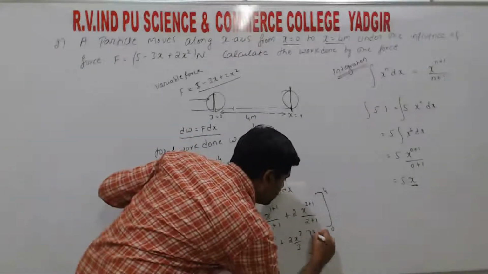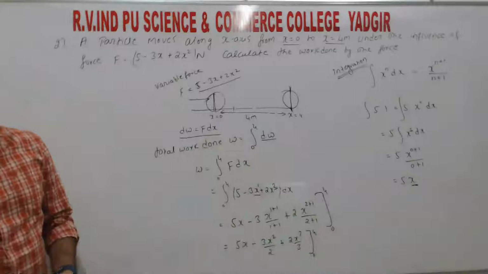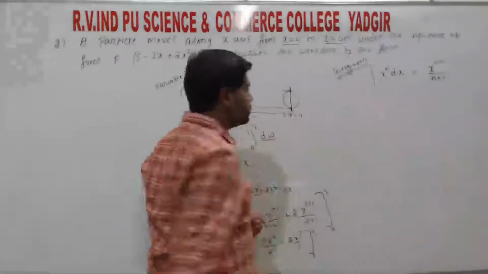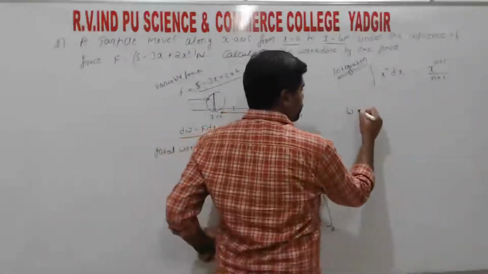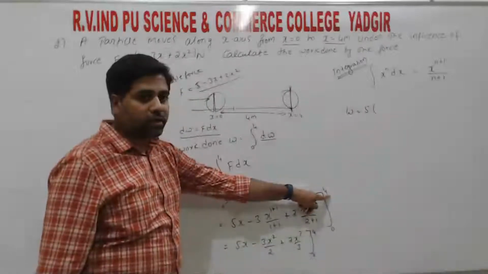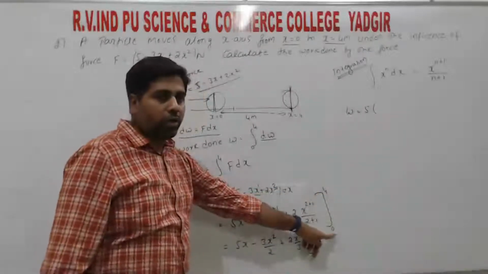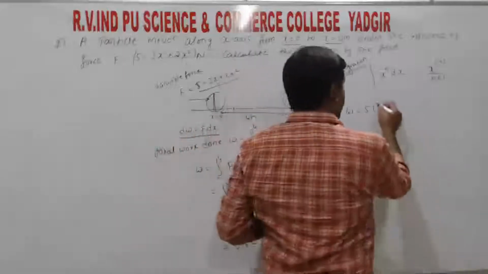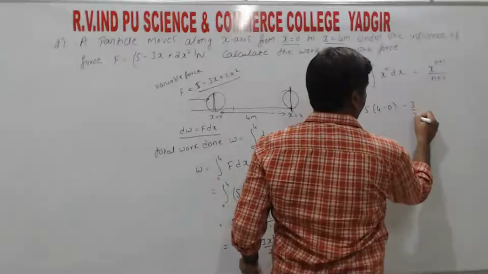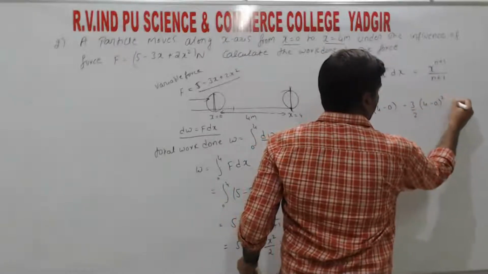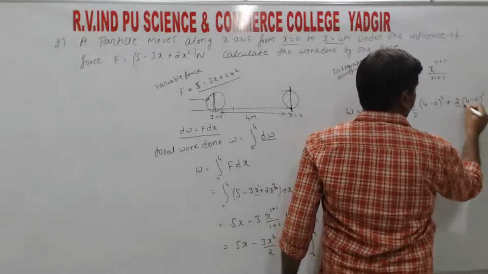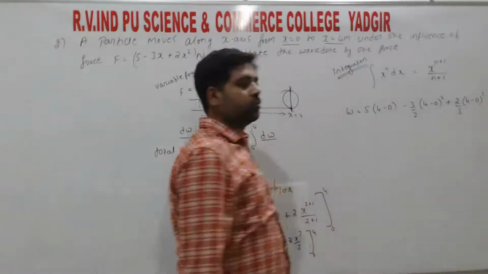So now substituting the limits, or applying the limits. So W is equal to, first we need to substitute the upper limit. The maximum value we take as the upper limit, and the lower value is the lower limit. So upper limit minus lower limit. So 5 into (4 minus 0) minus 3 by 2, (4 minus 0) whole square plus 2 into (4 minus 0) whole cube divided by 3, right?